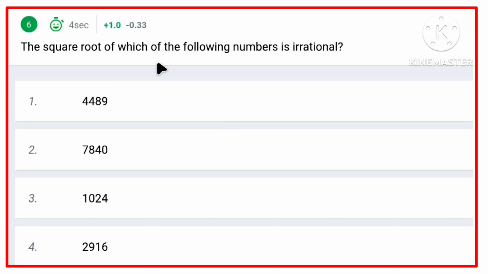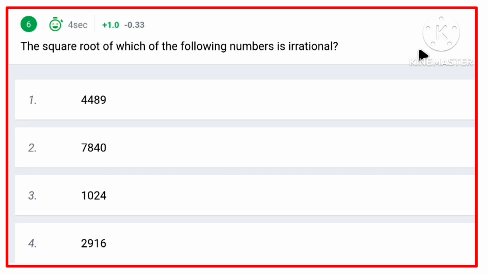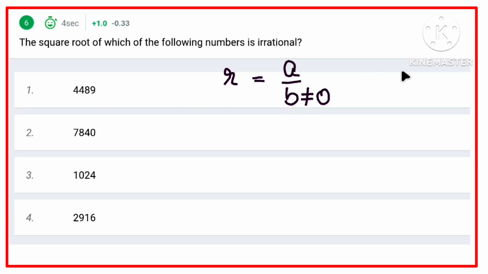Now let's see the next question. Here you are asked to find out the square root of which of the following number is irrational. Before finding out the irrational number, let us know the concept of rational number. A rational number is a number which you can write in the form of a by b and where b is not equal to 0. This will give you a rational number.